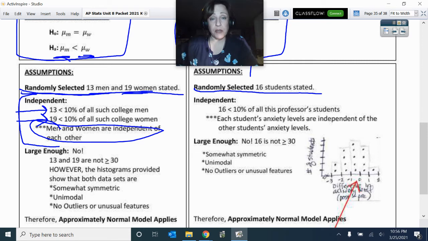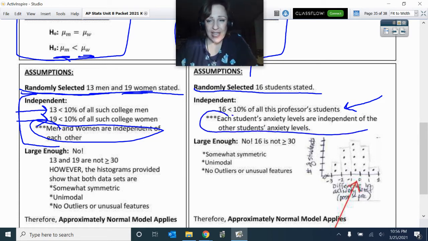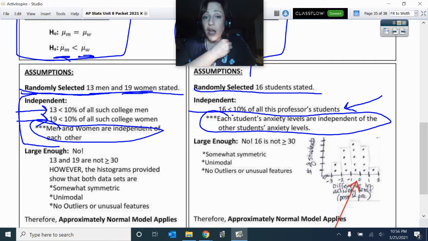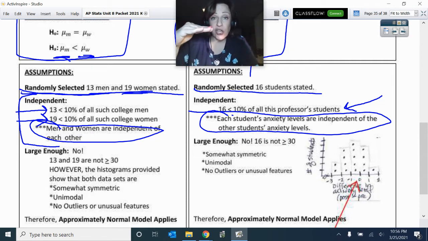We didn't count any of those in both groups. But over here, one set, 16 students, is less than 10% of all this professor's students, because we were told she had 180 students. And here is how we do that little extra thing. Each student's anxiety levels are independent of the other students. So each pair is independent of the other pairs.